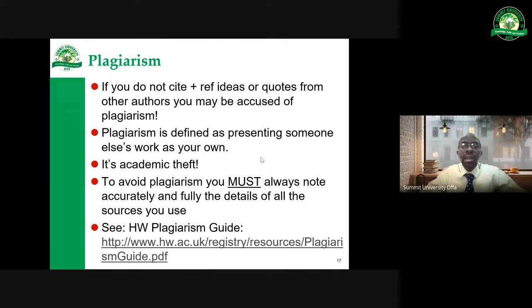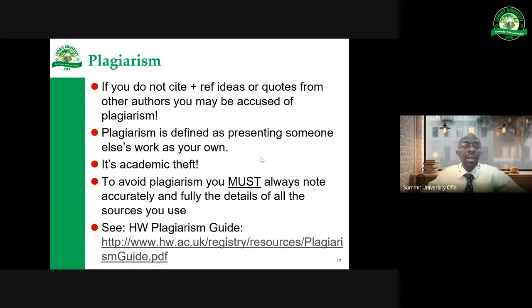and you may be accused of copying someone's work. Simply put, plagiarism is defined as presenting someone else's work as your own work, and we call it academic theft. So, to avoid plagiarism, you must always note accurately and fully the details of all the sources you have consulted. So, that is what plagiarism is all about.